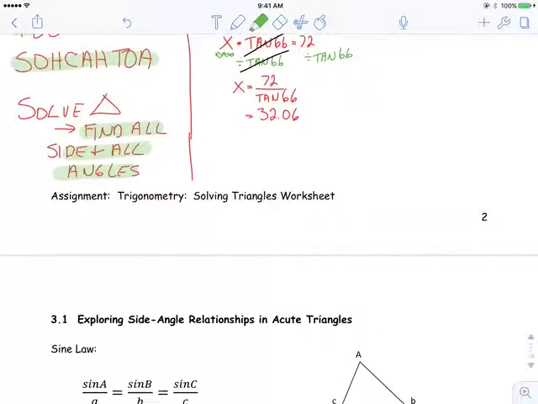Next step right now, review worksheet on solving triangles.